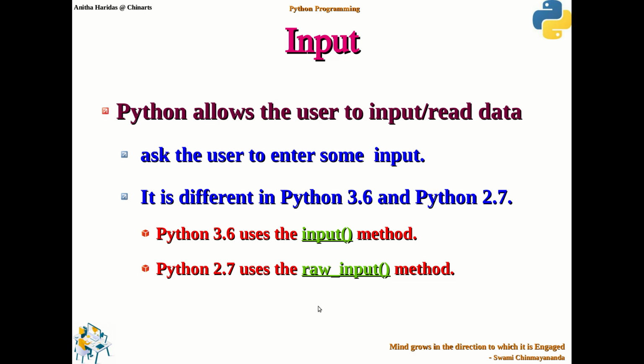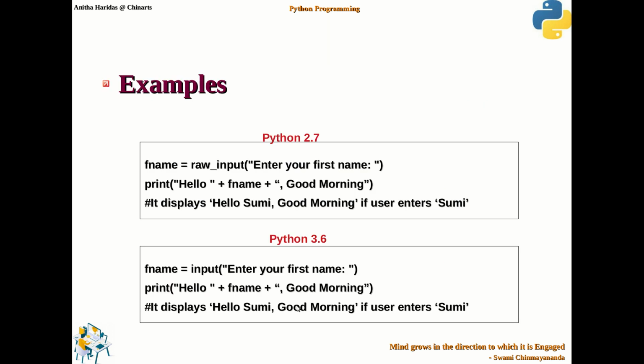And in our sample programs, we had seen some examples of how to read the data by using the input method. So we will be using only the input method for our lab sessions, not raw_input. It is used only in the 2.7 version. So if it is 2.7, this is how you will be reading the data.